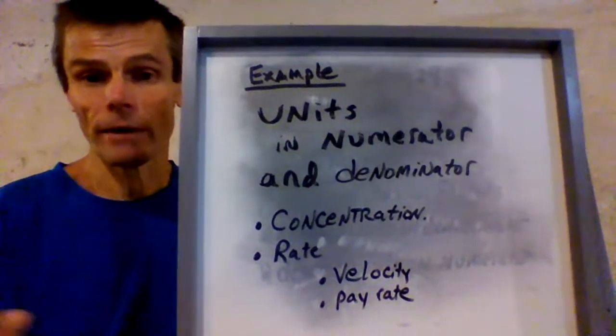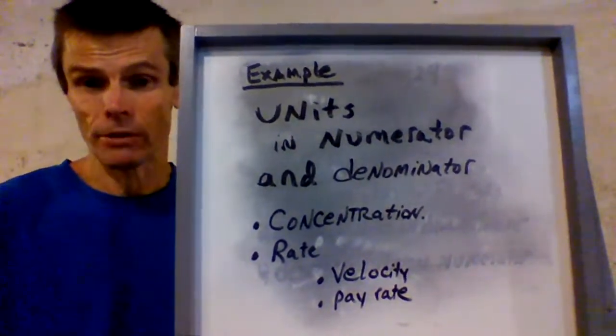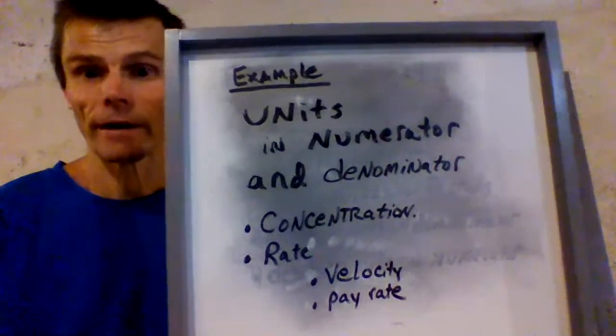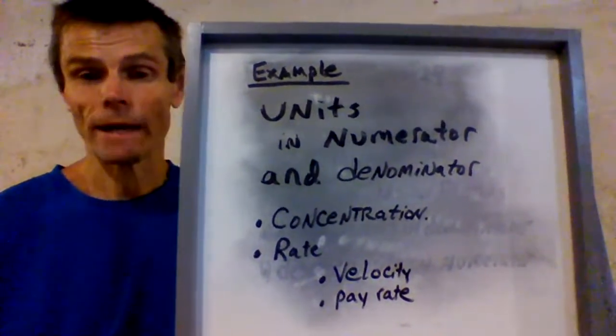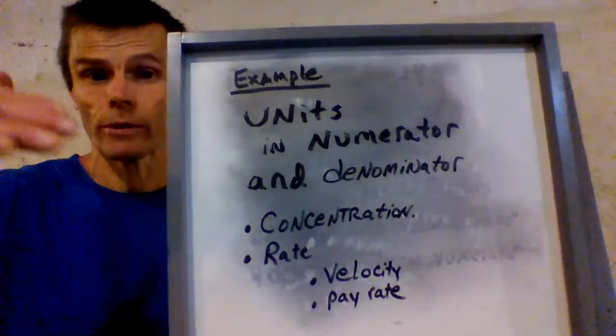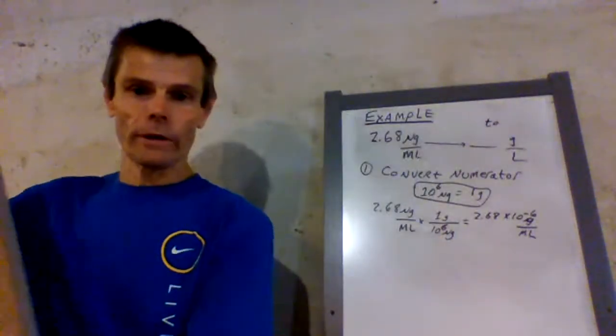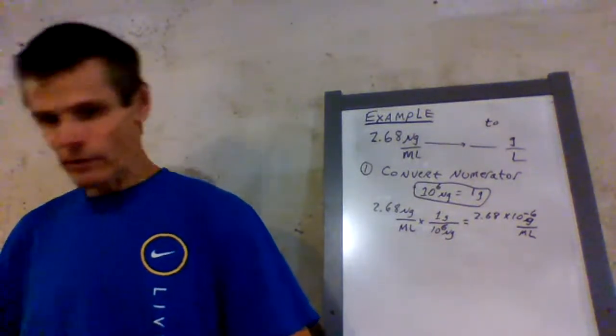And these are also important for rates. A rate that you might have had in a physics class is velocity, that's distance per time, or your pay rate, how many dollars you make every hour. So those are situations in which we're going to have units both in the numerator and the denominator. Let's go through a simple example that I have posted on today's PowerPoint.